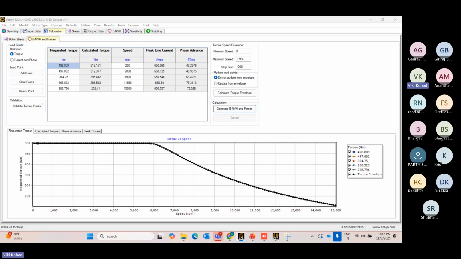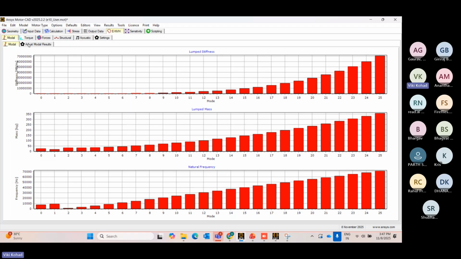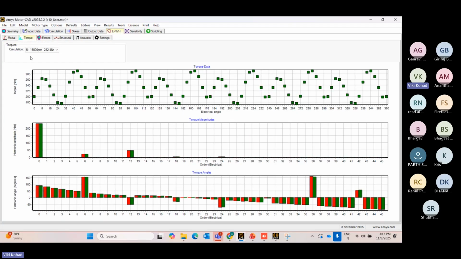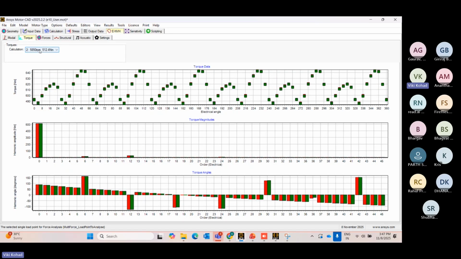Okay, now the force calculation is completed here, and you can see the requested torque values. I will go to the NVH section, and these are the torque results you can see on the basis of the different operating points. First we will select the baseline RPM, which is 5850, and you can see the torque values. Here you can see the torque ripple values, basically. This is the harmonic amplitude, and these are the harmonic angles, the torque angles you can say.